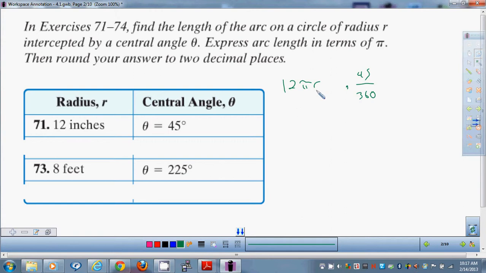Now, because you will not be allowed to use a calculator, you may leave pi in it. You don't have to calculate pi in. But if you want to, you can just use 3.14 or you can use the pi button on these calculators if you want. So, r is 12.